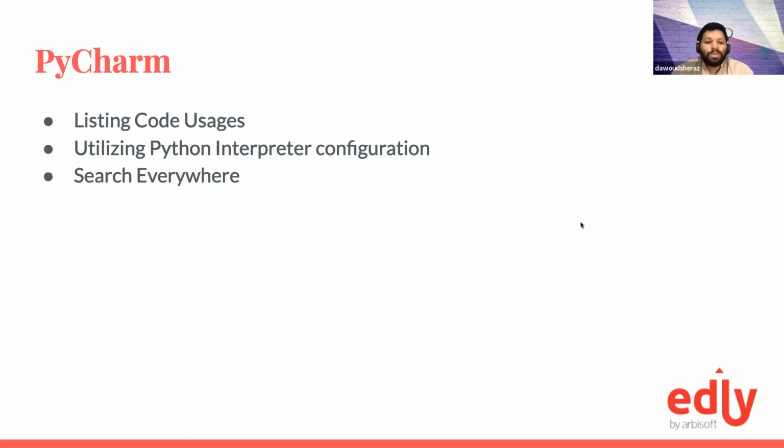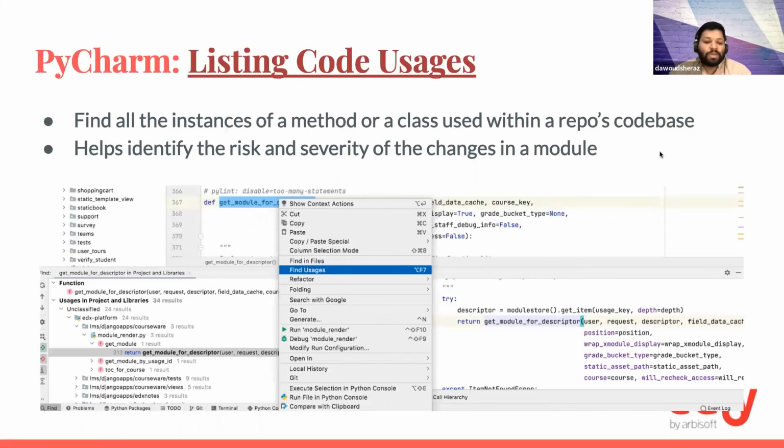So with listing code usage, say in a code base like edX platform, there is a function that you want to change, but you don't know where it's used or what will be the impact of that change. So with listing code usage or find usage, you will get all the usage of that function or class in that code base, and it can help identify the risk or severity of the changes that you can do in that module. So that feature is powerful in that regard.